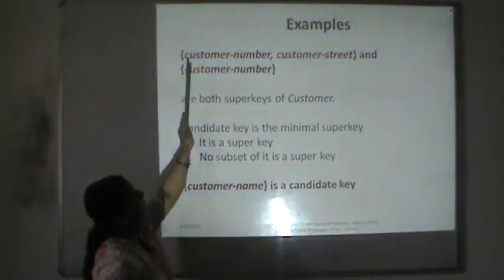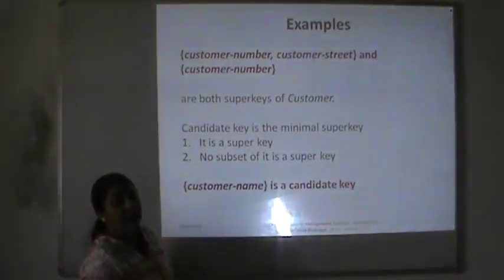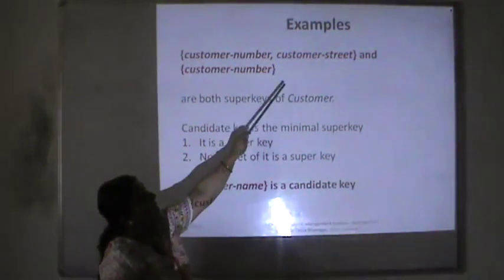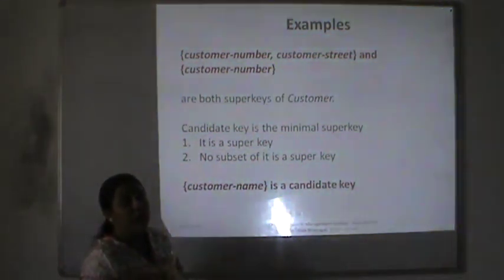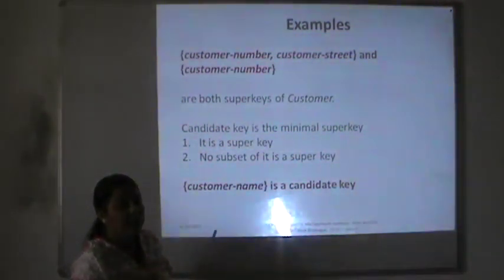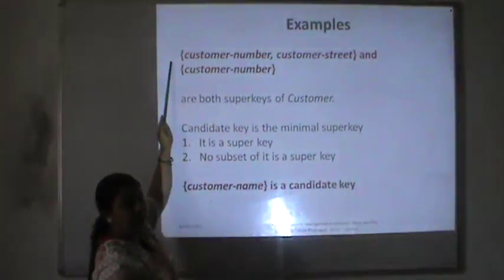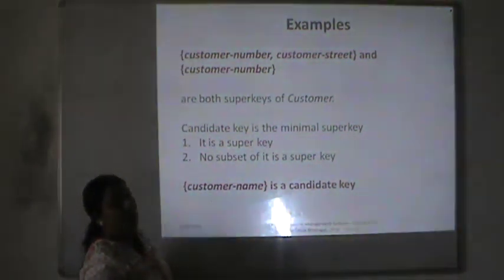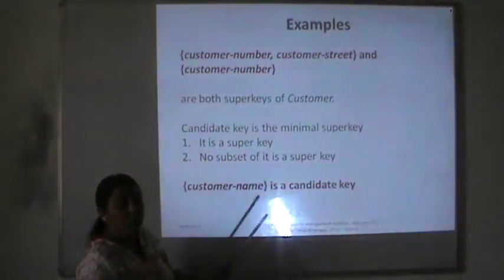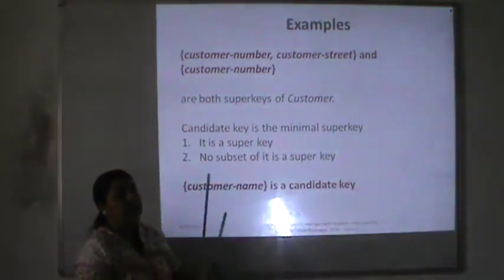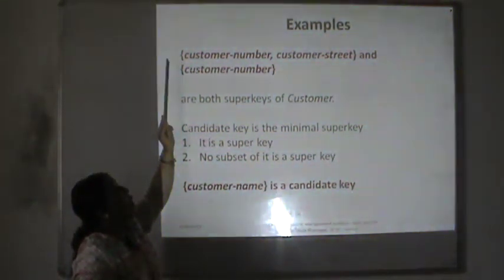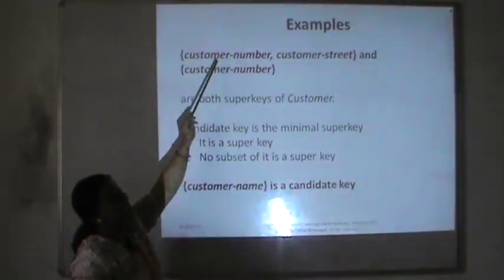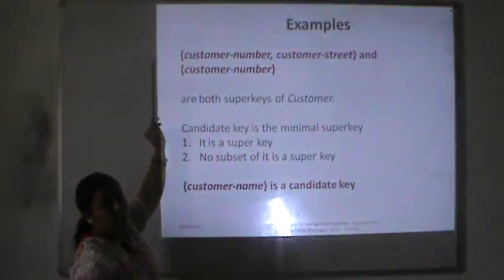Let us take the first subset, customer number. Is it a super key? Yes, it is a super key, as we know that customer number is a super key. Is customer street alone a super key? No, it is not, because many customers can have the same street values. So, one of the subsets of this super key is a super key in itself. Therefore, this super key cannot be a candidate key, because it is unique, but it is also reducible. We can reduce this super key into customer number, which is a super key.